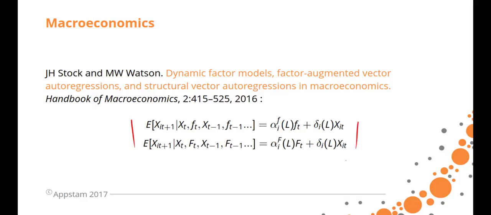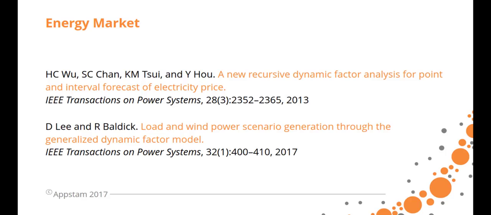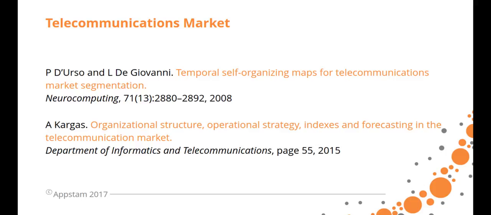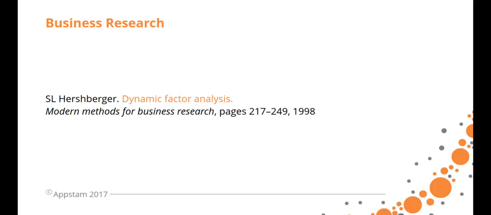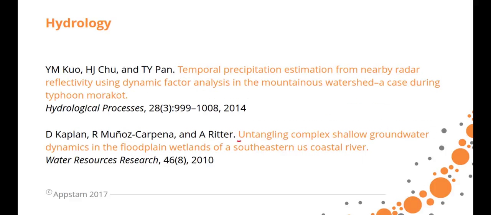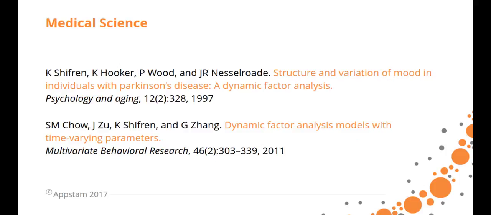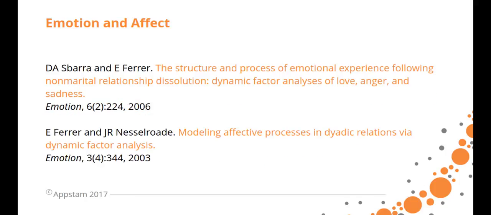Stock and Watson state that the dynamic factor models are also used in astrophysics and genomics, and we found many more application examples, such as in process monitoring, such as in our previous example, energy market for predicting electricity price, telecommunications market, marketing research, here's the publication that we mentioned earlier, business research, environmental science, hydrology, here again some disentangling, medical science, psychology, and last but not least, emotions before and after marriage.